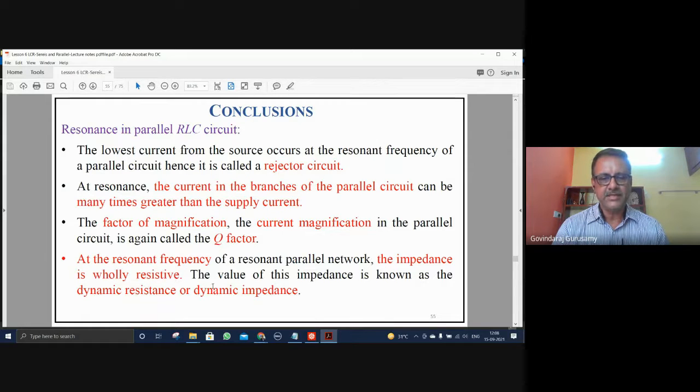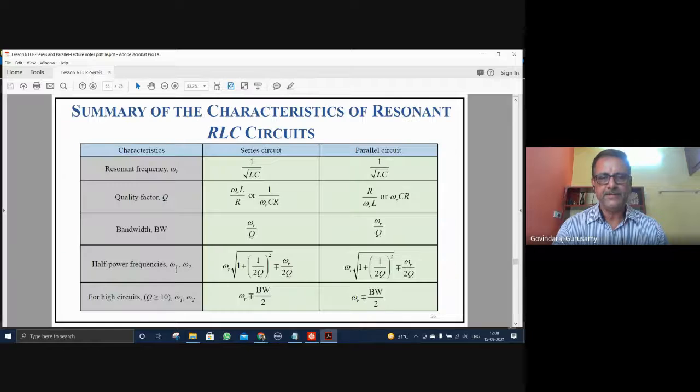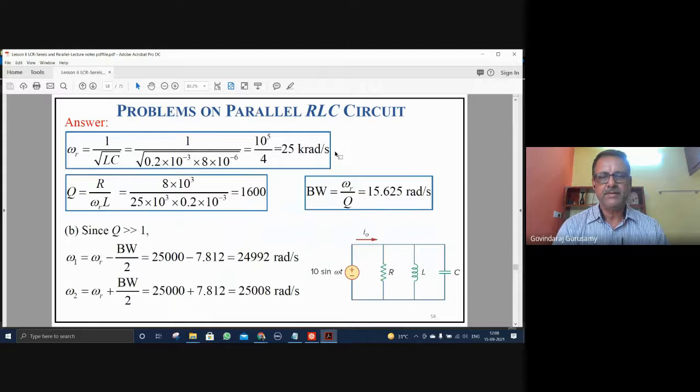Then the current and voltage changes. The Q factor is connected to something else; it's different from what you have seen in the previous case. Dynamic resistance, or dynamic impedance, at resonance frequency, that's what we have already seen. And there's a table which gives values for series and parallel circuits. Go through them. The problems are given.